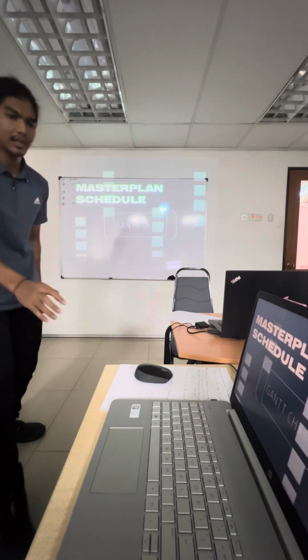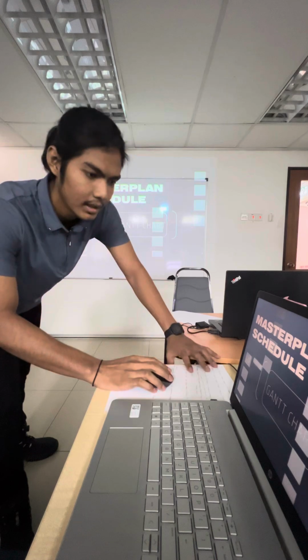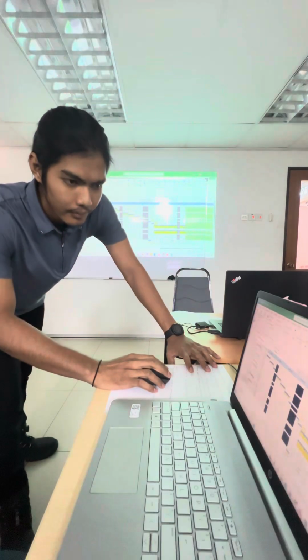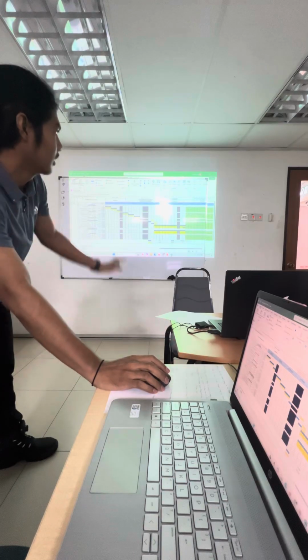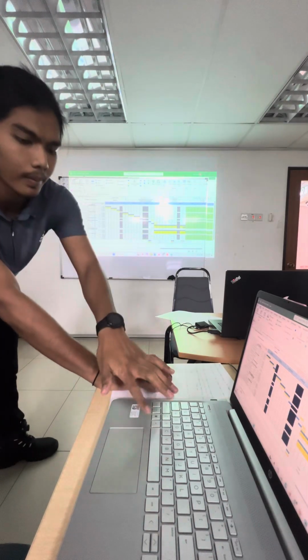So this is the master plan schedule Gantt chart. It shows our workflow for this year to make our project.